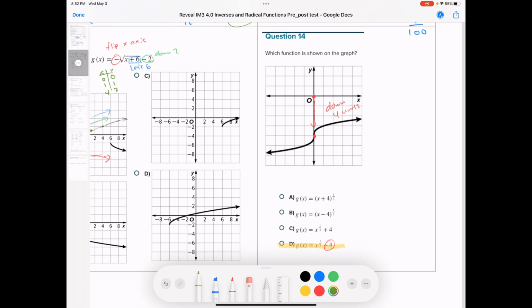This one would just be going up. Something like that. This one is add to x, go west, so this would be left 4. And then this one would be right 4.